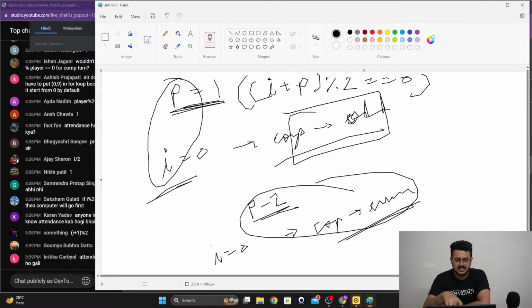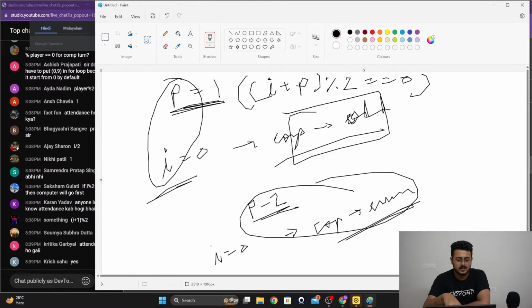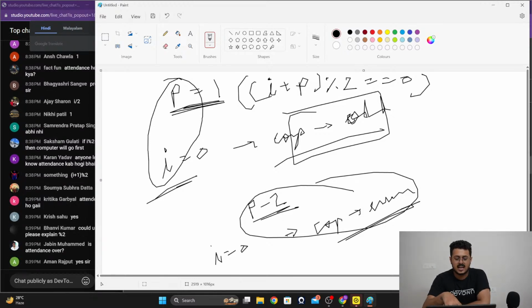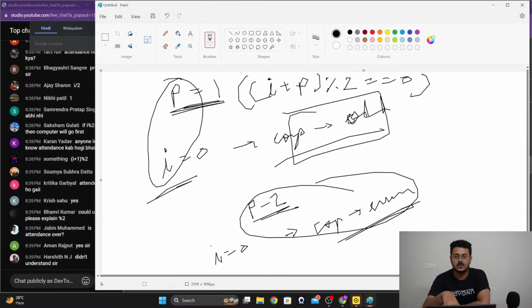Think about it, guys. Is this particular formula correct? Put the values right over there, guys. I plus P mod 2 is equals to 0.